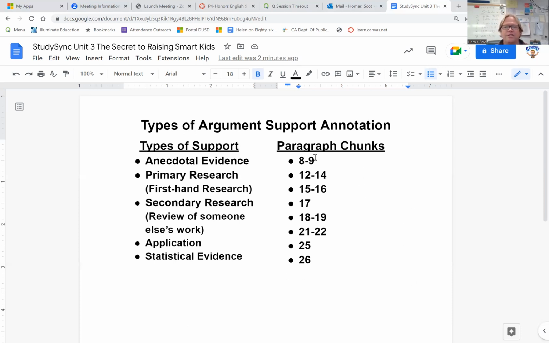So you look at all these chunks: paragraphs 8 and 9, 12 through 14, 15 and 16, 17 all by itself, 18 and 19, 21 and 22, 25 by itself, 26 by itself. And you're trying to figure out what type of evidence she used in each chunk.